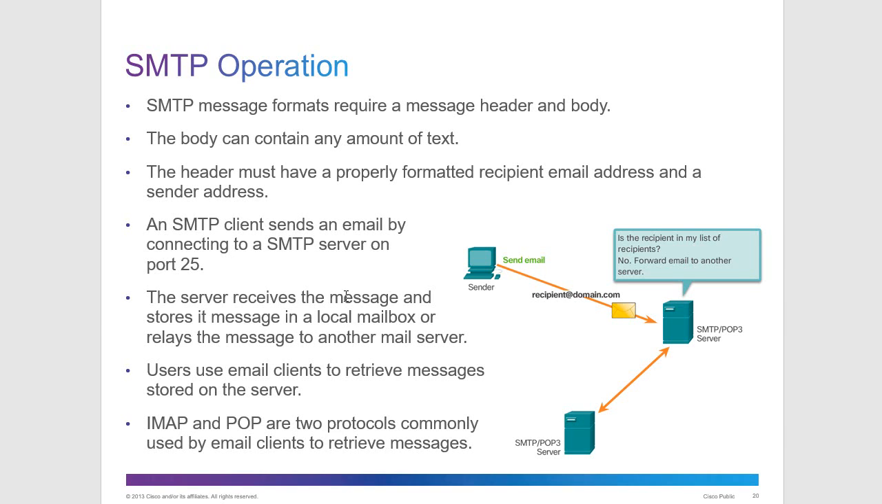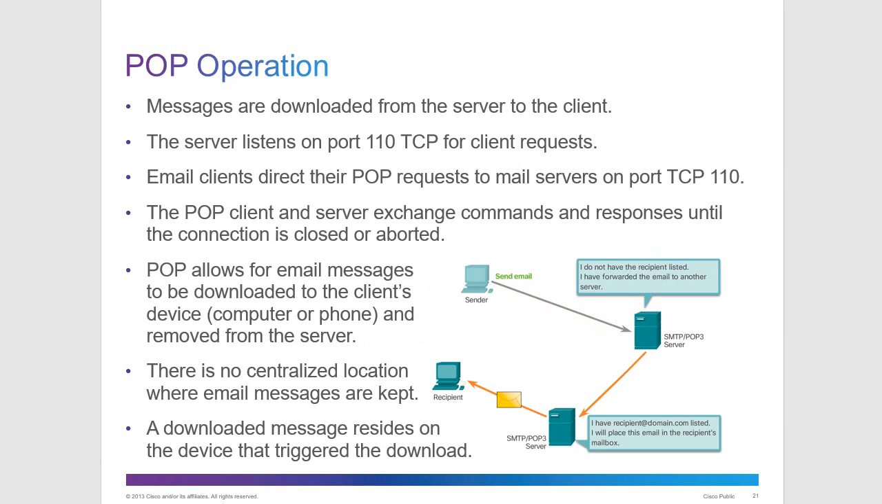as you send out that email, it's going to go to a mail server. It may need to forward it to another one till it gets to the recipient's mail server and it's stored there. And then one of two protocols is going to be used when the message is on the recipient's server, either IMAP or POP. POP is what we have on the next slide.